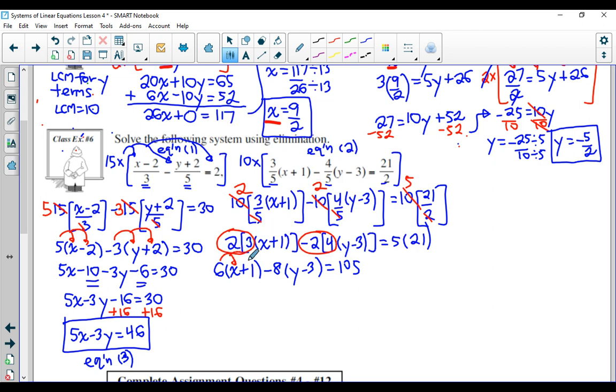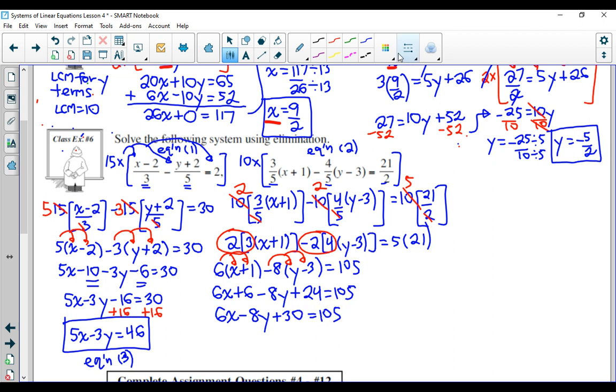Okay, now I can use the distributive property. So this 6 has to go to the x and the 1. This negative 8 has to go to the y and the negative 3. And then this would be 6x plus 6 minus 8y plus 24 is equal to 105. Okay, let's collect the like terms. So this would be 6x minus 8y. And then 6 and 24 are combined to give you 30 is 105.